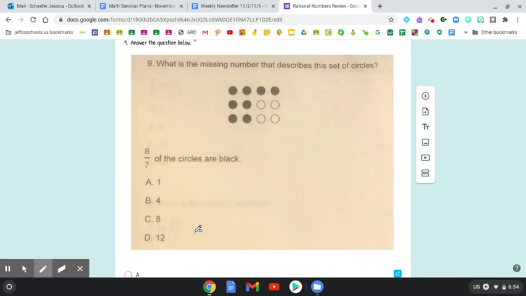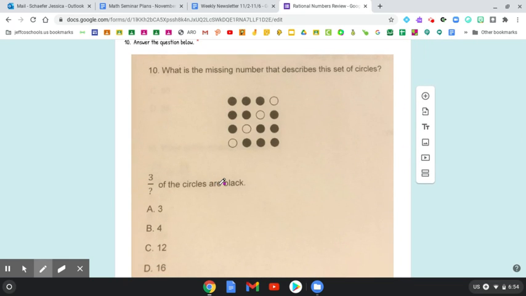All right, number 9, what is the missing number that describes this set of circles? I have 8 on the top. I'm going to count and see if I have 8 total pieces that are shaded in. So 1, 2, 3, 4, 5, 6, 7, 8. Yep, I have 8 shaded in. So I just need to find my total number for the bottom of my fraction. So 9, 10, 11, 12. I have 12 total circles in the set. So this should have been 8 twelfths. I'm missing the 12. 8 twelfths.